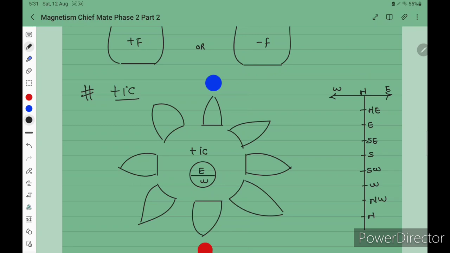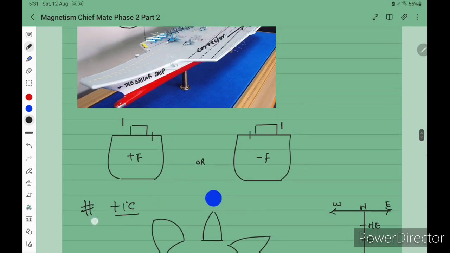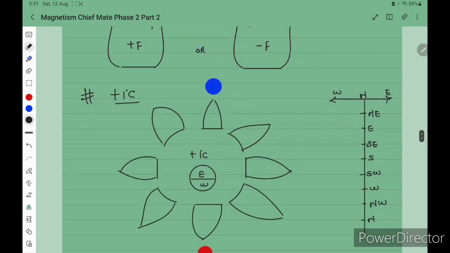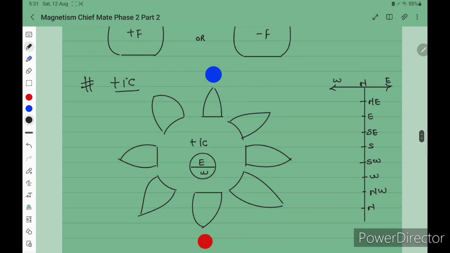Okay, so if plus IC is present, that means your vessel is in the north hemisphere. If you see this diagram, in the north hemisphere the blue is on the top and the red is on the keel. So if you see the 3D diagram, first we make the cardinal and intercardinal headings of the vessel. Then we mark the earth's magnetism, which is blue on the top and red on the south, you can say down or south, and blue on the north, or you can say top. So blue on the starboard side, plus IC.